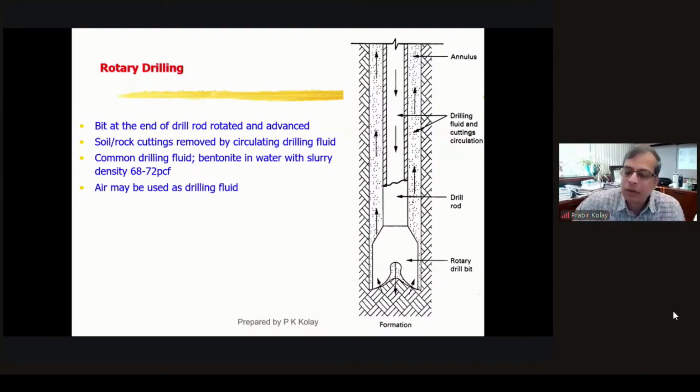Sometimes, when making a borehole, the sandy type of soil tries to collapse. In that situation, you use the bentonite slurry so that the soil can be stabilized. Okay?